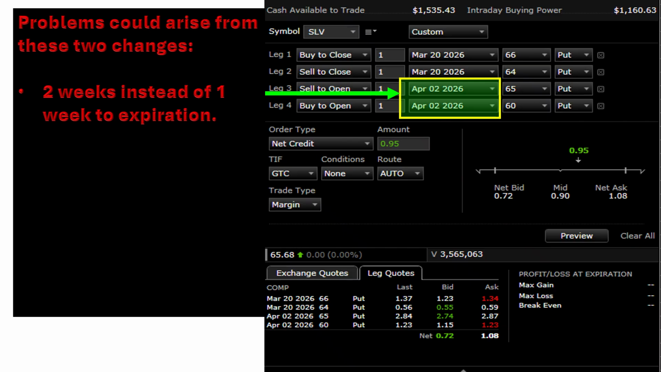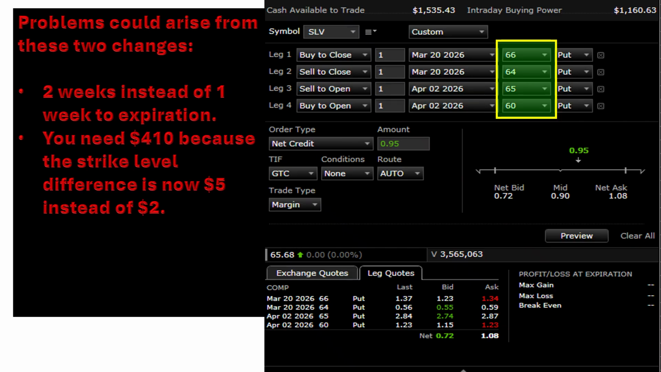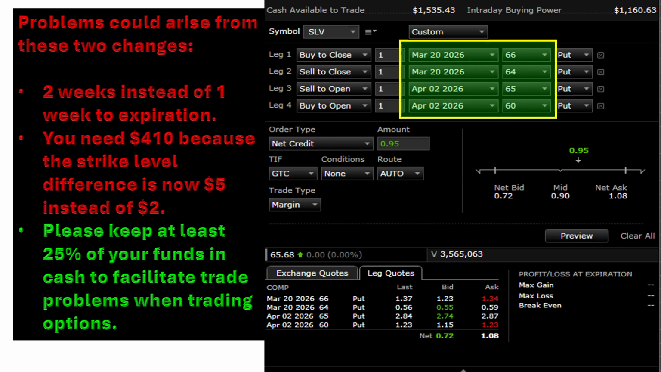Problems could arise from these 2 changes. Number 1, it takes 2 weeks instead of 1 week to expiration. A lot can happen in 2 weeks instead of 1 week. You're doubling your risk as far as time goes. Number 2, you need $410 because the strike level difference is now $5 instead of $2. Please keep at least 25% of your funds in cash to facilitate trade problems when trading options.